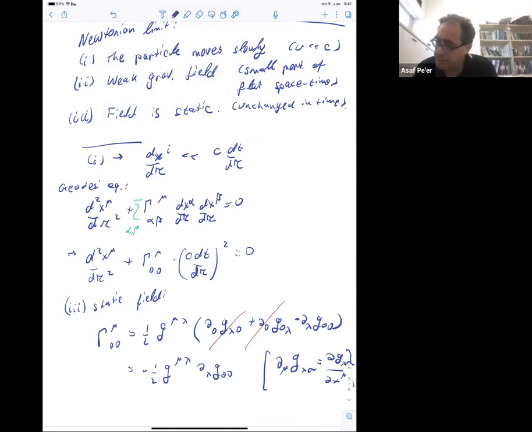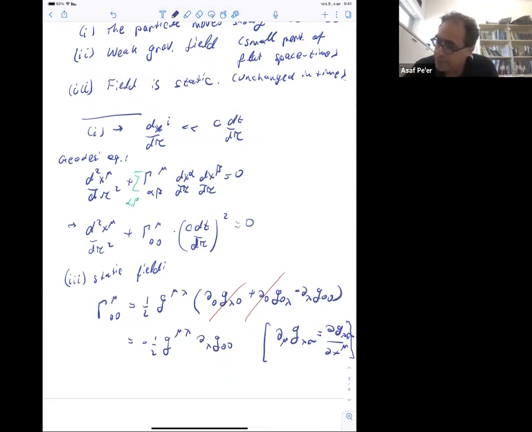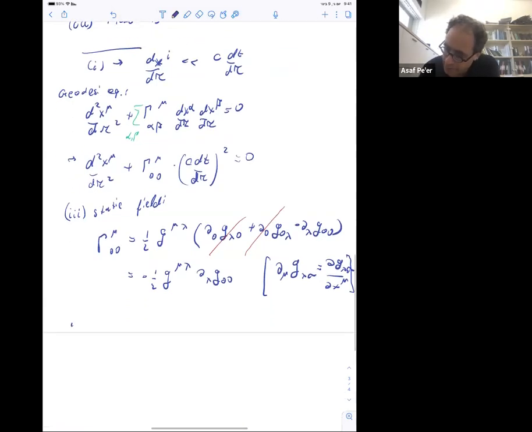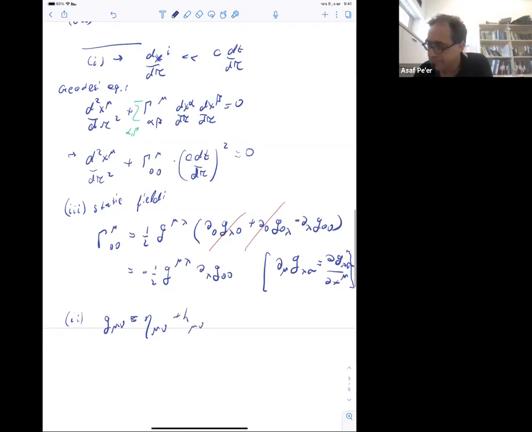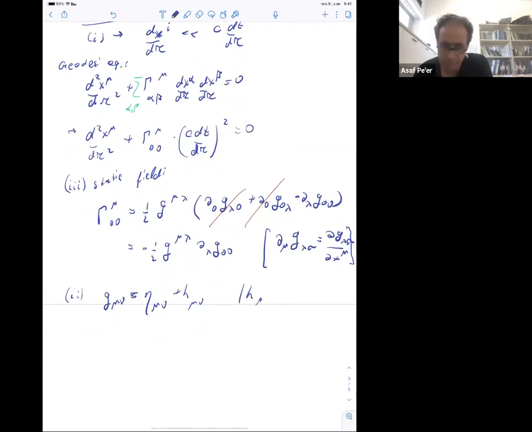And then the last thing that I need to use is the weakness of the gravitational field. Now, what do I mean by weakness of a gravitational field? That means that I can decompose the metric. So the weakness of the gravitational field means that I can write the metric g mu nu as a flat metric, eta mu nu, plus a small perturbation, plus h mu nu, where h is much smaller than unity.